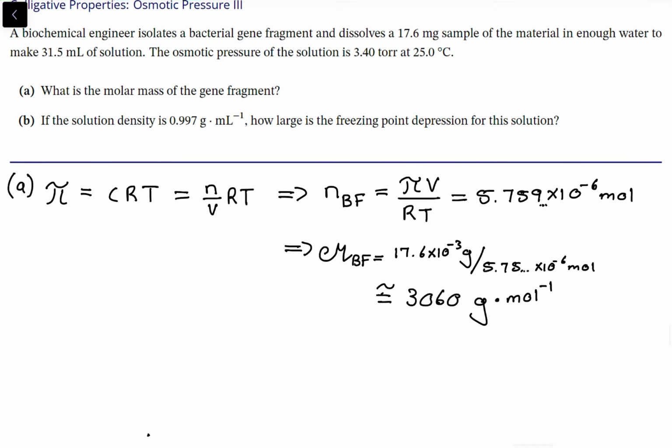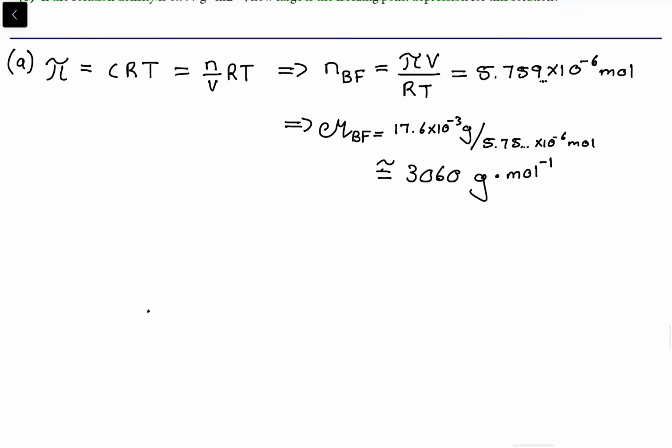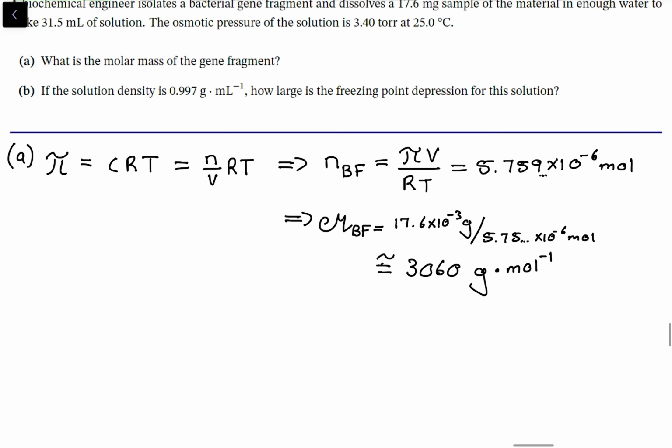Why 3 significant figures? 25.0, 3.40, 17.6, 31.5. All of them are 3 significant figures. Okay, so that's the molar mass. All right. Normal application of osmotic pressure.